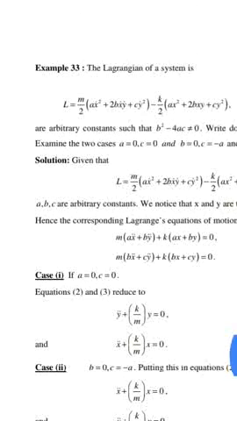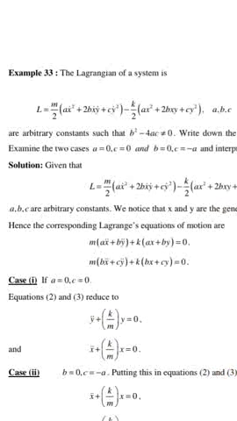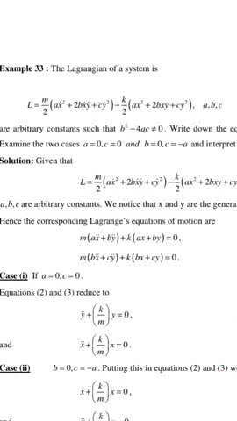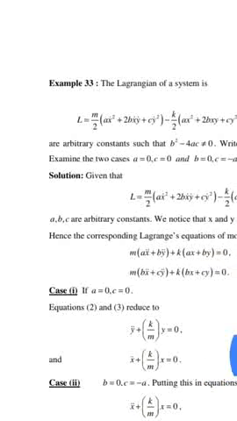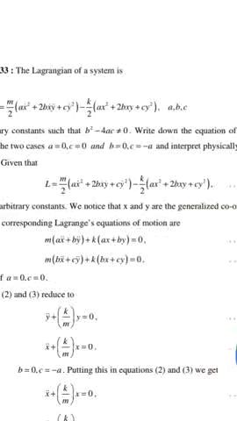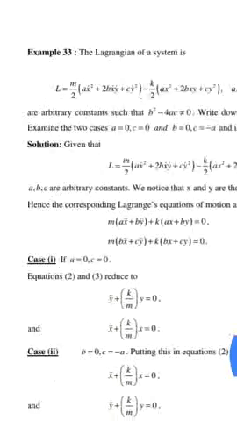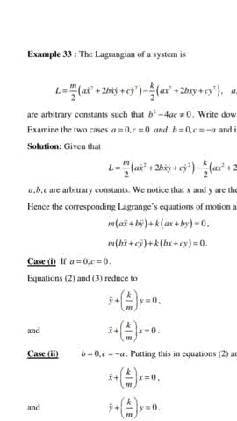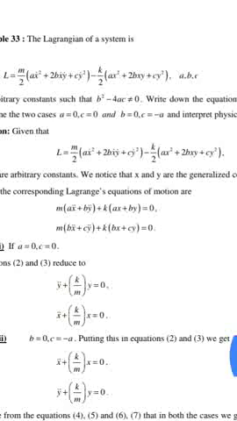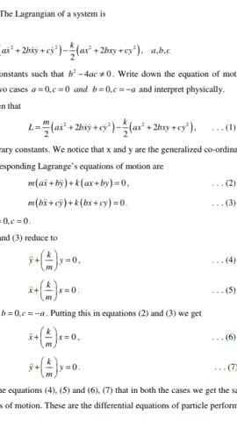For example, the Lagrangian of a system is L = (m/2)(a ẋ² + 2b ẋ ẏ + c ẏ²) − (k/2)(a x² + 2b x y + c y²), where a, b, c are constants so that b² − 4ac is not equal to 0. Write down the equations of motion. Examine the two cases: a = 0, c = 0, and b = 0, c = −a, and interpret physically.